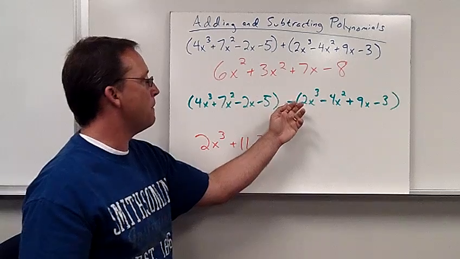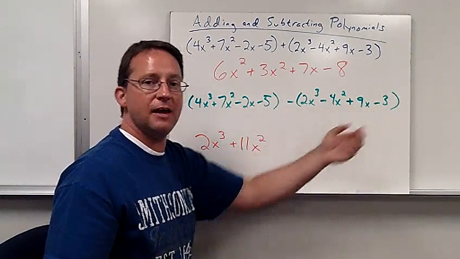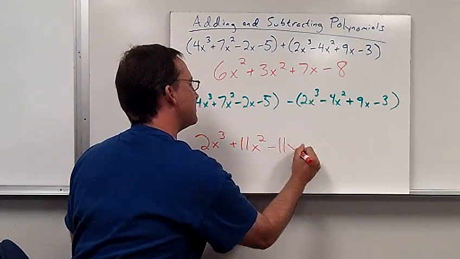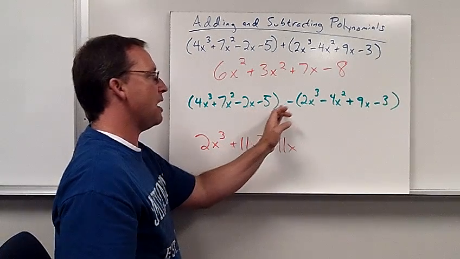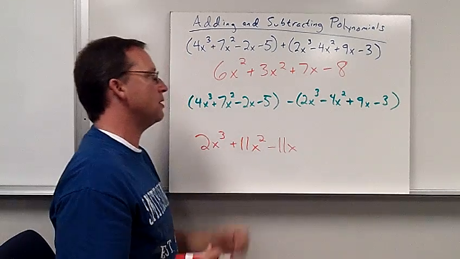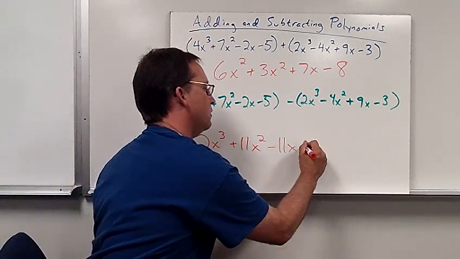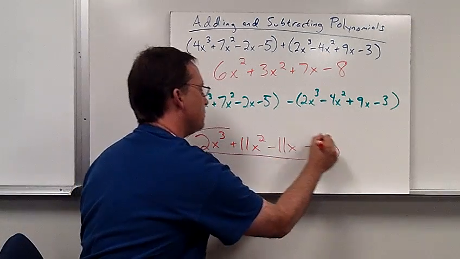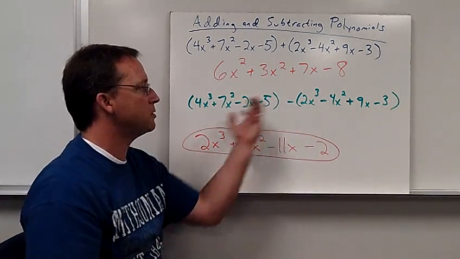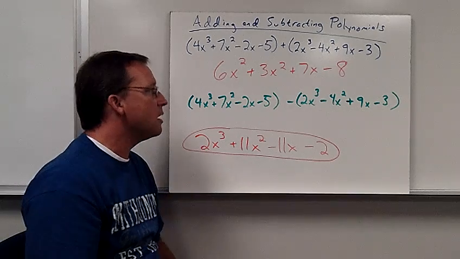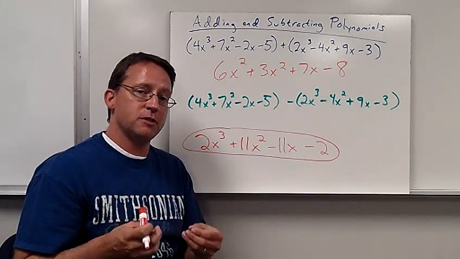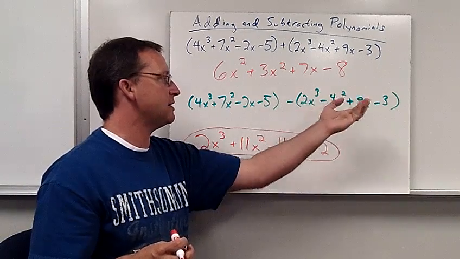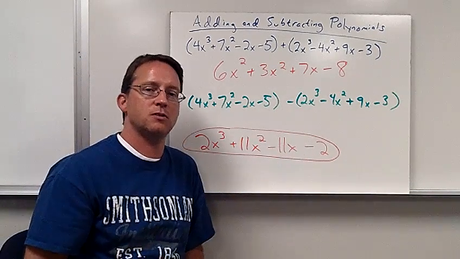Negative 2x minus a positive 9x. Negative 2 minus 9 gives us a negative 11x. And then negative 5 minus a negative 3, or like negative 5 plus 3, or negative 2. And so this is what your simplified polynomial, the difference of those two polynomials, would be. Be particularly careful in subtraction about those signs.